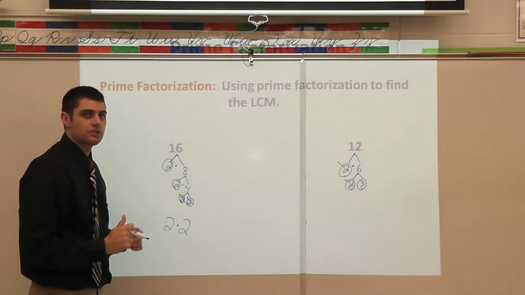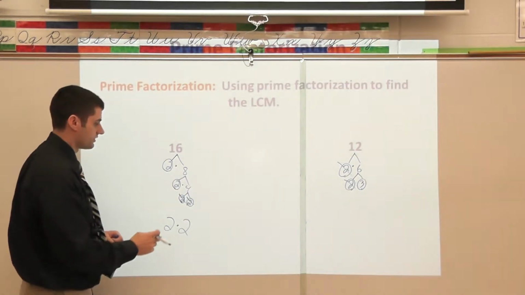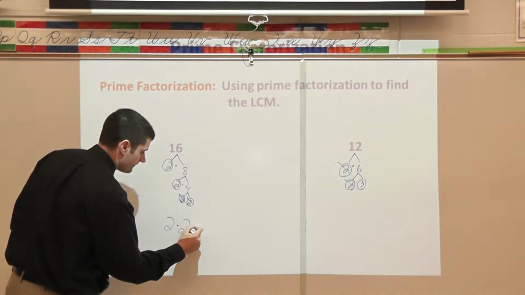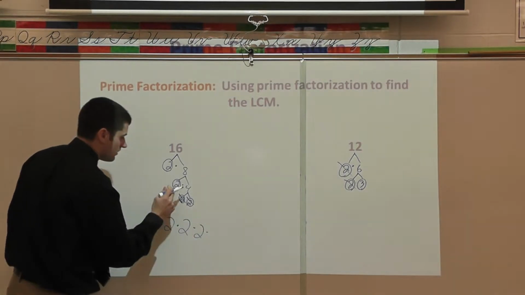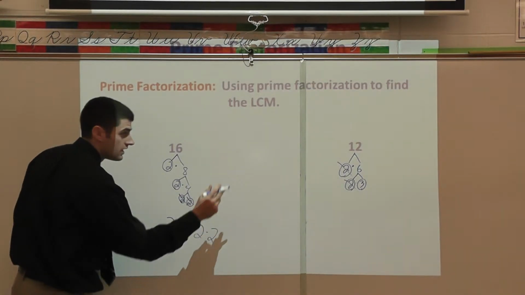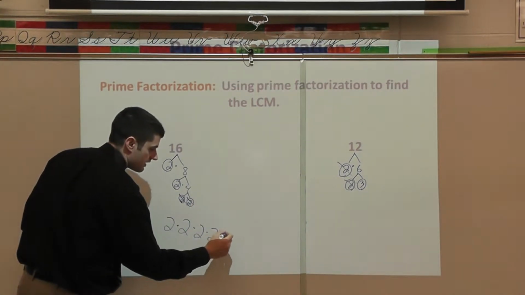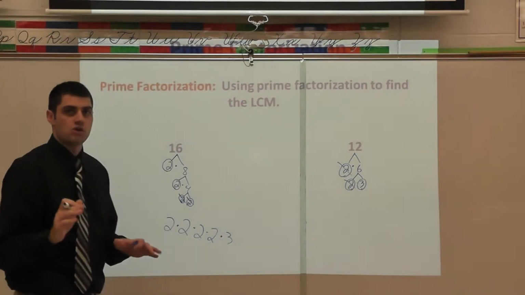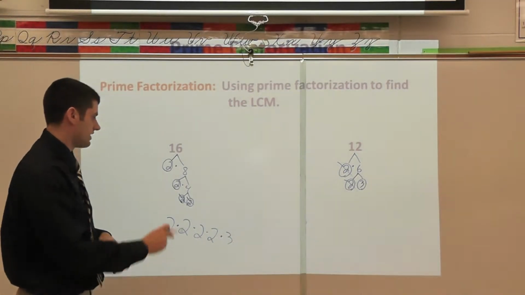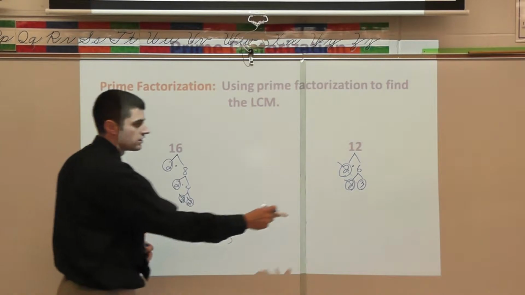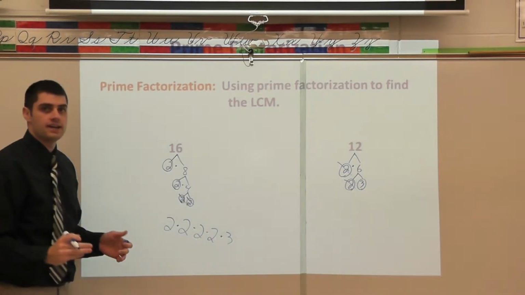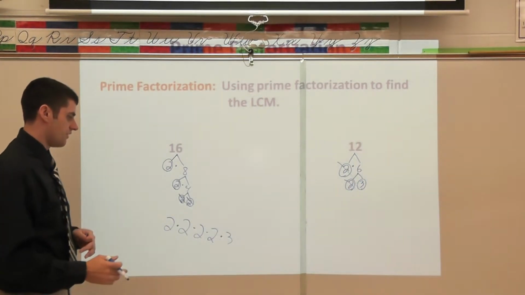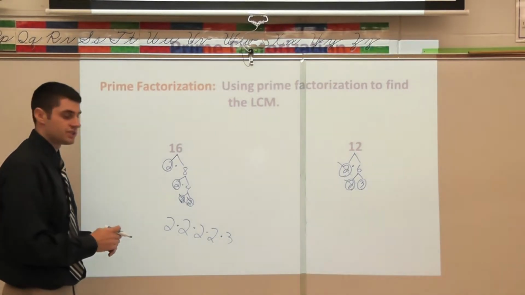And the last step is to write all the remaining factors. There's a 2 there. There's a 2 there. And there was a 3 on that side. Make sure you're only writing the prime factors. Do not write 8, do not write 4, do not write 6 on that side because you've already broken those numbers down. So now I need to multiply these numbers together.